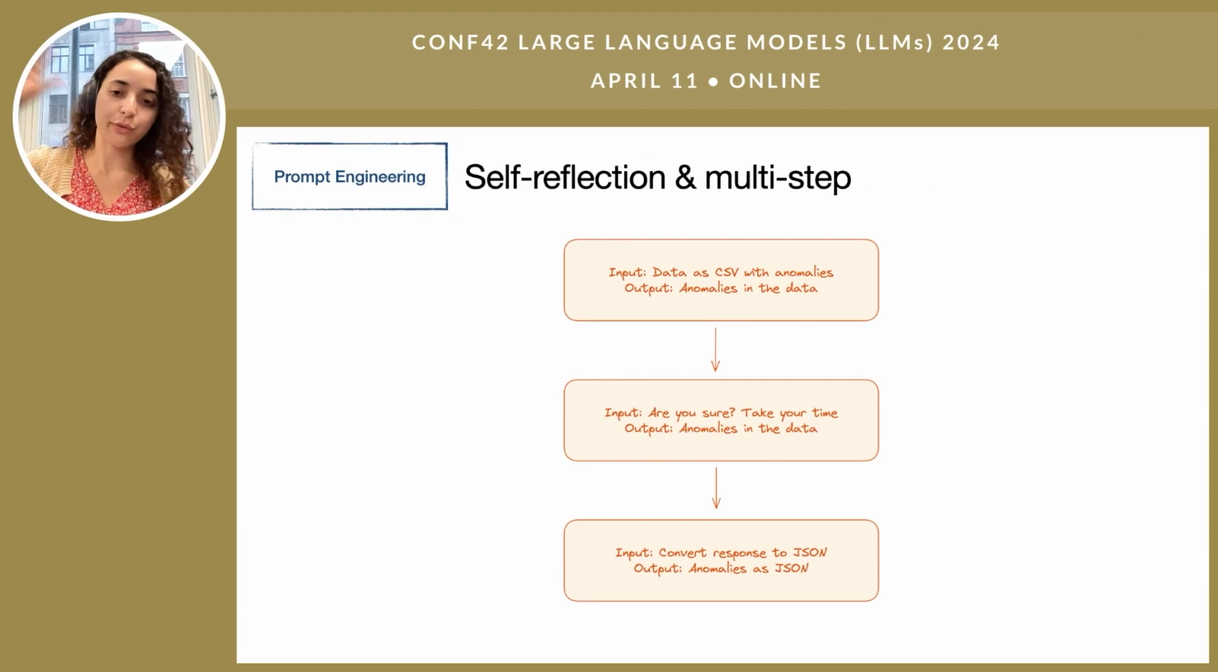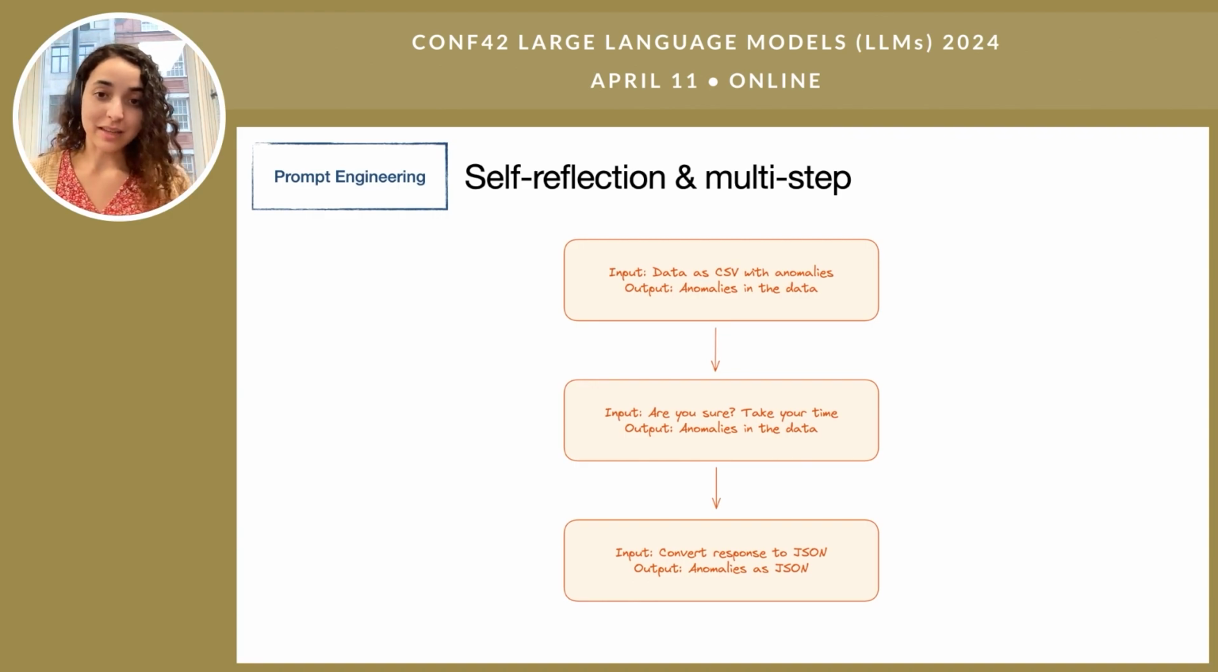What do I mean by this? Firstly, as the input, I'm giving it the data as a CSV with the anomalies. The model is going to give me the anomalies in the data that it thinks are there. The second step is I'm going to ask it, are you sure? Take your time. That's going to make it think, okay, have I given the correct answer? Here are the new anomalies that I think are there. And then finally, we've got this, convert your response to JSON. Converting the response to JSON just makes our lives so much easier in the long term because we'll be able to use that elsewhere and pass that information on. That JSON conversion is to make our lives easier further down the pipeline.